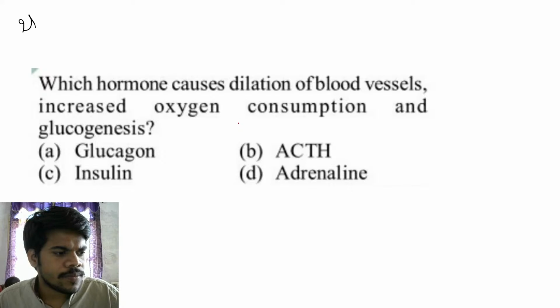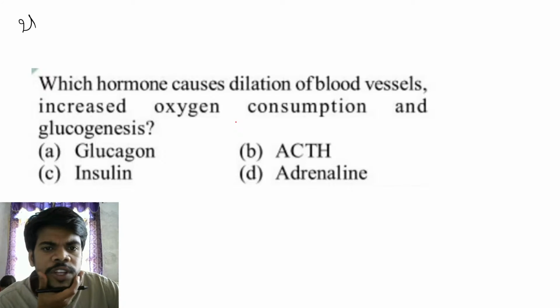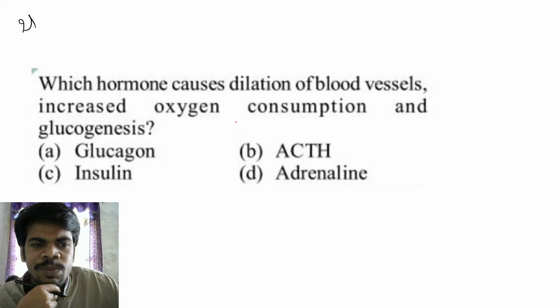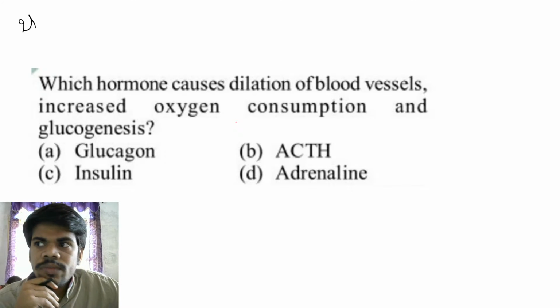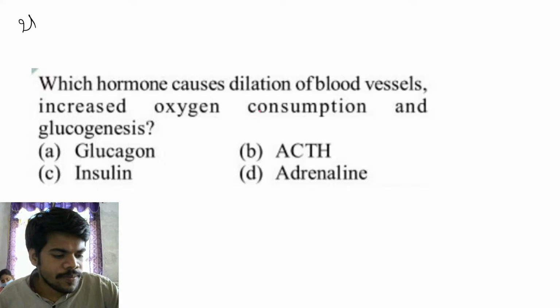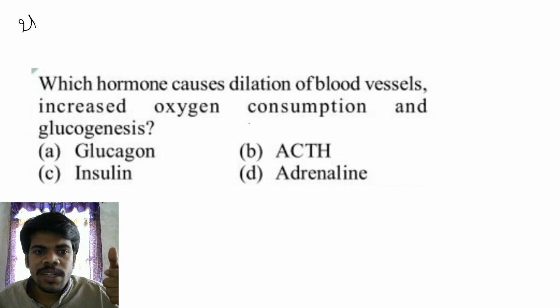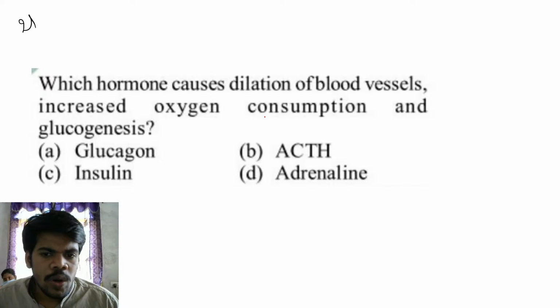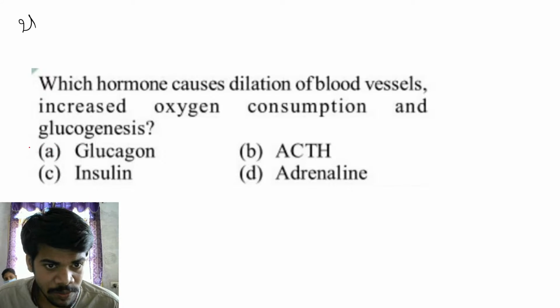21st question. Come to the 21st question. Which hormone causes dilation of blood vessels, increased oxygen consumption and glucogenesis? Yes, thyroid, Adiba and Safiyuddin, very good. So the 21st question answer is the one that causes dilation of blood vessels, increased oxygen consumption and glucogenesis. Okay, option is no, it is not glucagon. Safiyuddin, it is not glucagon.